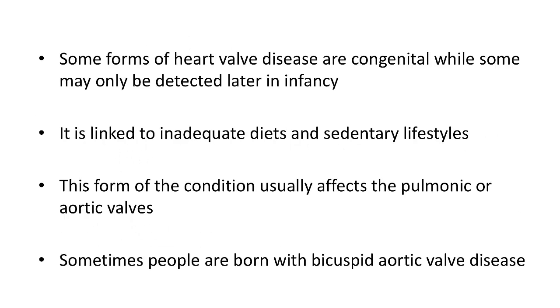Some forms of heart valve disease are congenital, while others may only be detected later in infancy. Other forms can develop during a person's lifetime. However, the cause is still unknown, but it's definitely linked to inadequate diets and sedentary lifestyles. This form of the condition usually affects pulmonic or aortic valves. Sometimes they can have defective leaflets that are deformed, an incorrect size, or not attached properly. Sometimes people are born with bicuspid aortic valve disease. This is where there are only 2 leaflets instead of the normal 3, often causing the valve not to open or close properly or tightly.